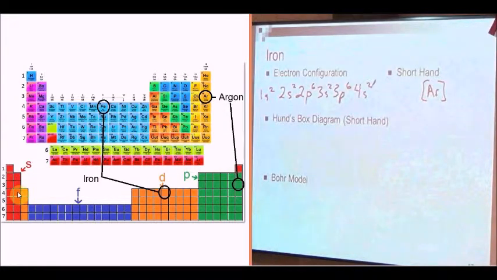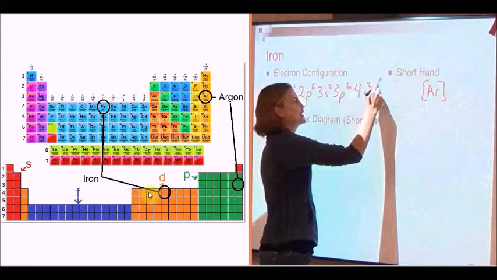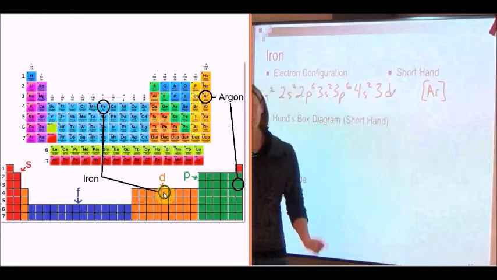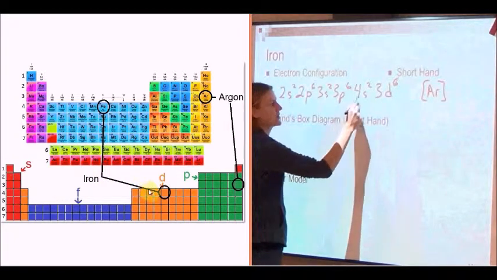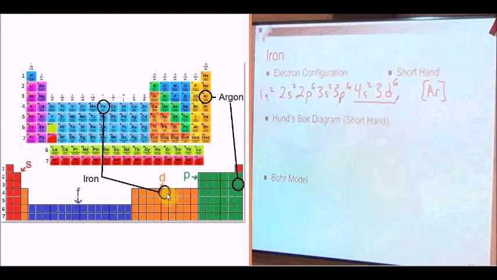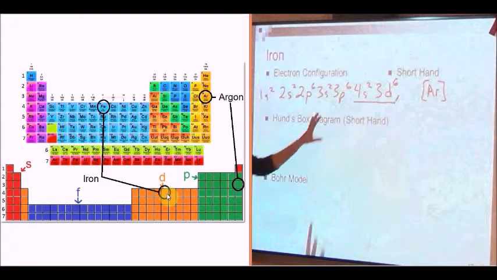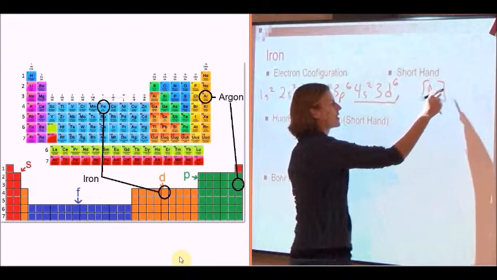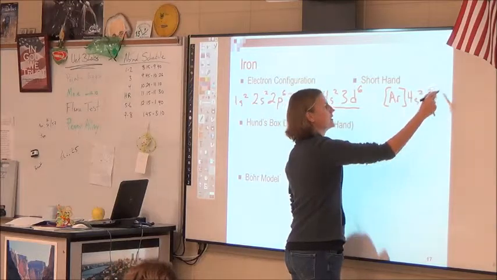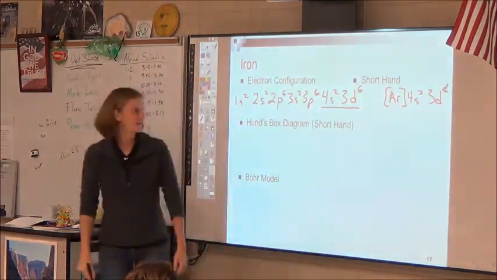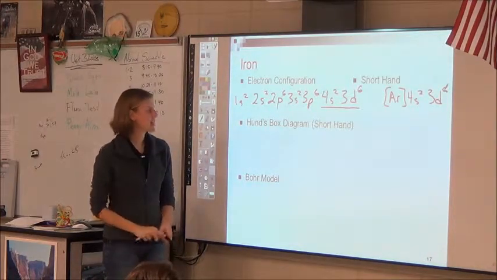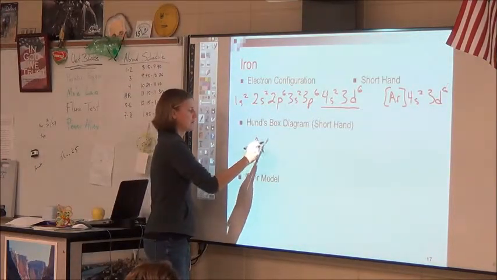And now I finally get to the orange where I write 3D, not 4D, 3, because D lags 1. 3D, and then it took us 6 boxes to get to iron. So 3D6. So this part was simply what I've got just from going through row 4. So this is a little chunk I'm going to stick after argon. 4S2, 3D6. That would have been a lot easier. The box diagram, shorthand, of course we'd write argon.